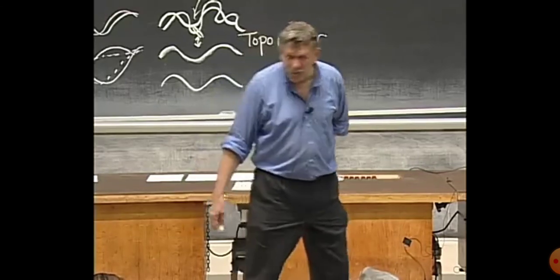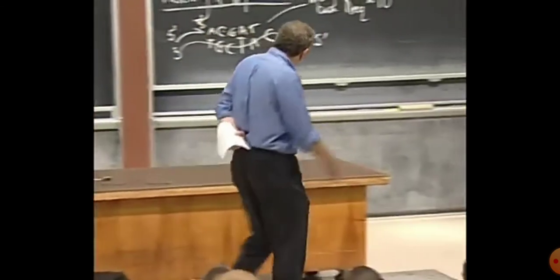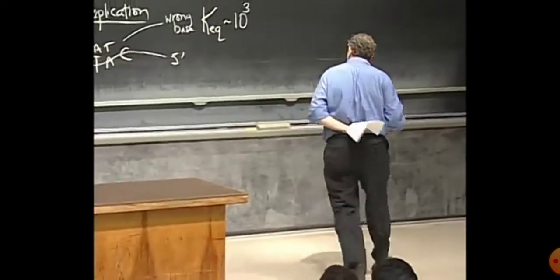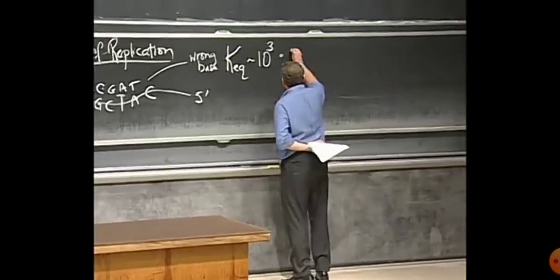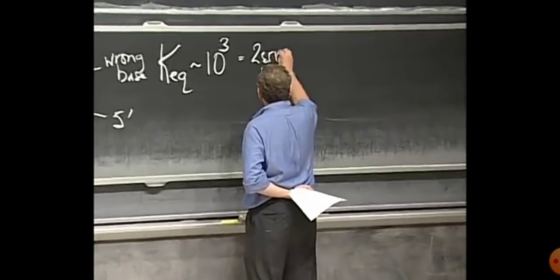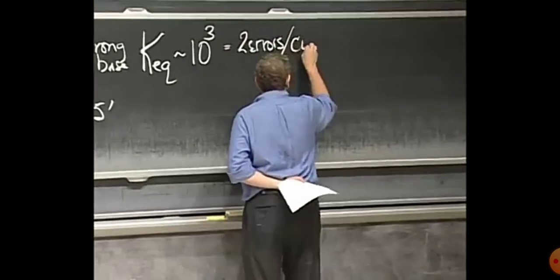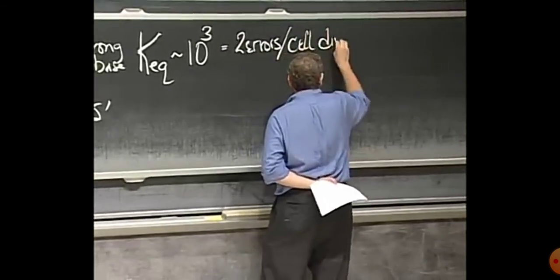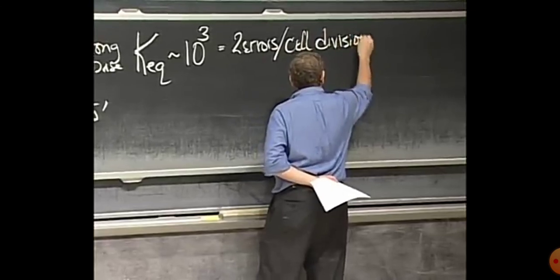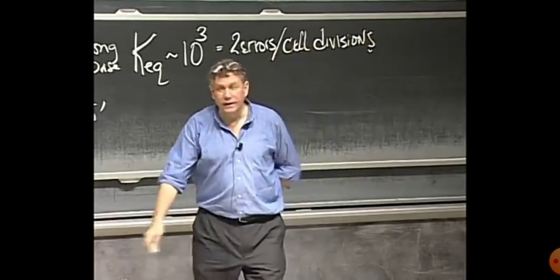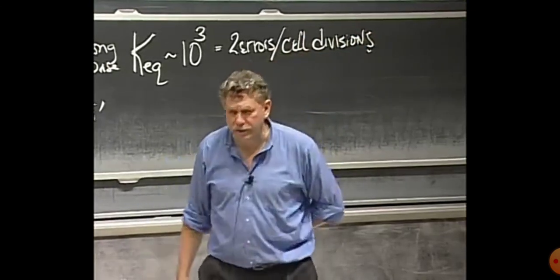Not good. 2 mistakes per cell division? That's not okay. That would be 2 errors per cell division, and you have a lot of cell divisions, you're in a lot of trouble. So it turns out something more is needed. Quality control is needed.